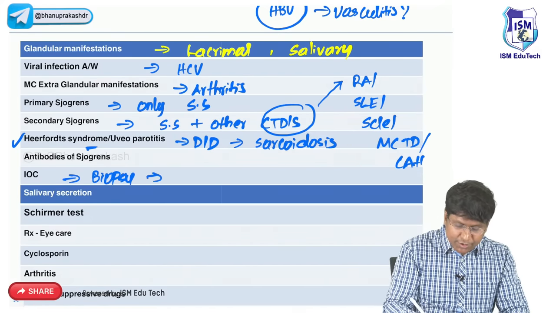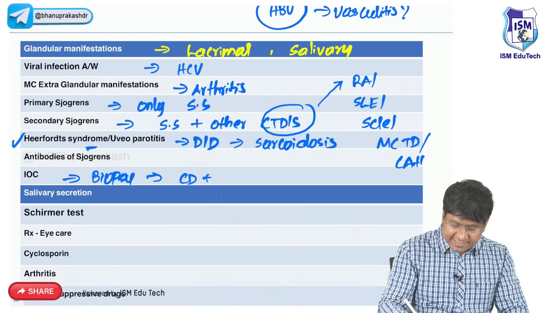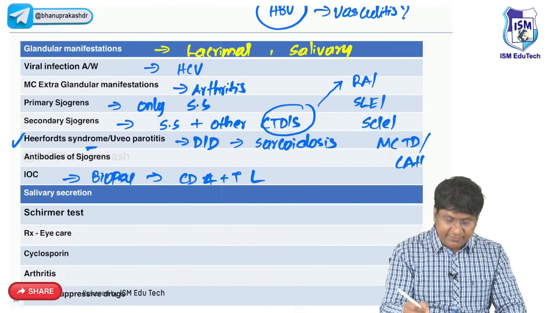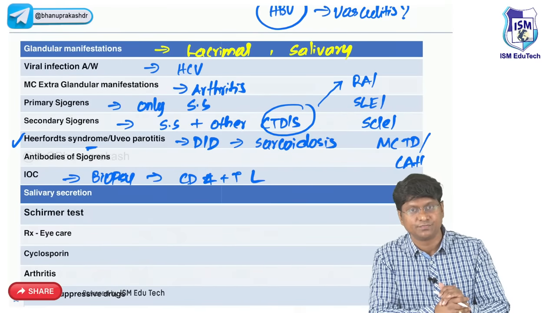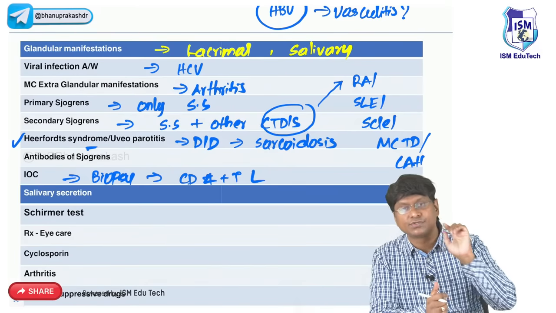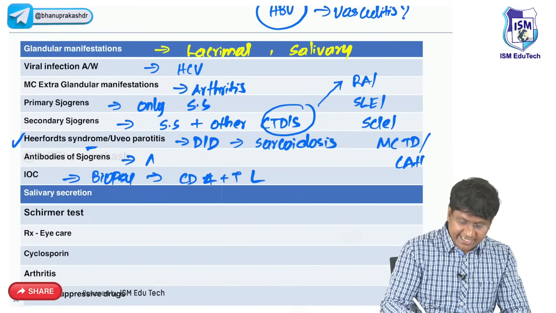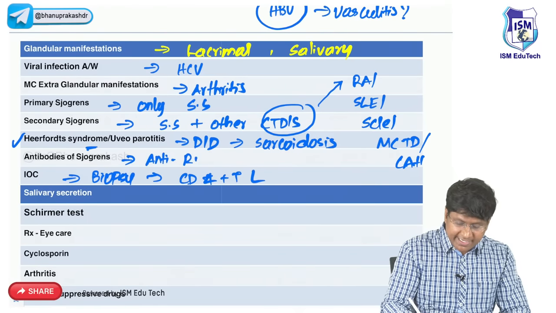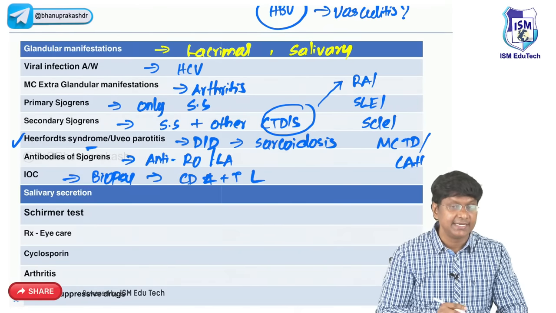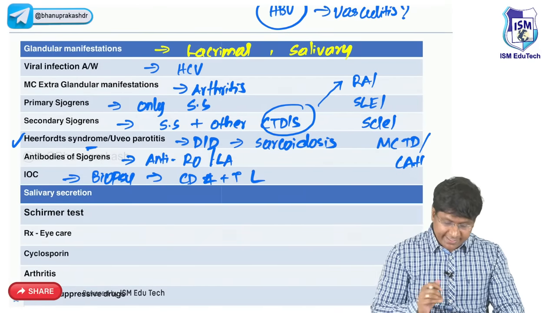When you do the biopsy, you will have the presence of CD4 plus T lymphocytes in the biopsy of the Sjogren's syndrome. Whereas in the biopsy of sarcoidosis, you will have non-caseating granuloma. Now, what are the antibodies in Sjogren's? The antibodies in Sjogren's will be anti-Ro as well as anti-La. These are the antibodies in Sjogren's, right?